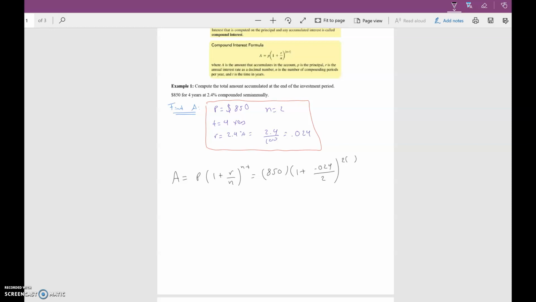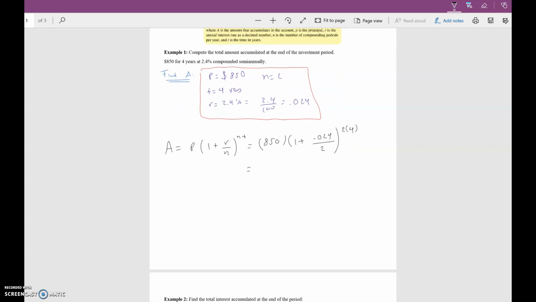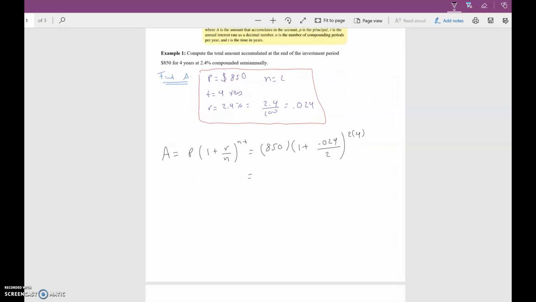Now in your calculator, you want to simplify as much as you can. This is to make sure that we don't carry any errors. So I'm just going to rewrite it as 850, and then the inner portion is going to be 1 plus 0.024 divided by 2. I'm getting that this is 1.012 raised to the 8th power. Let me just double check. 1 plus 0.024 divided by 2. It's 1.012.